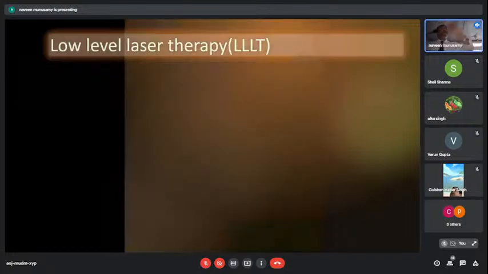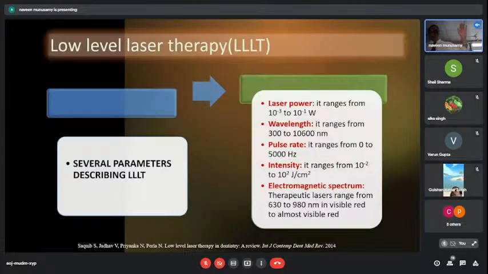Again, the same thing: the research in this area also has a lot of heterogeneity. There are several parameters describing low-level lasers: laser power, wavelength, pulse rate, intensity, electromagnetic spectrum. Most researchers still use different variations, and there is a lot of variation in the studies done on low-level lasers. The literature is flooded with contradictory results. There is no conclusion. Some say that yes, it has some effect on the rate of tooth movement. Some say there is no effect.